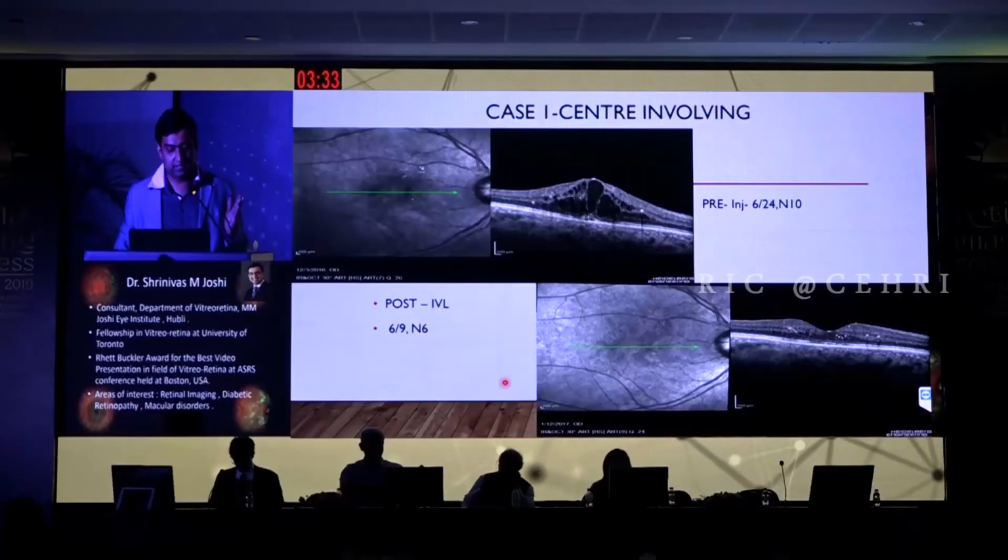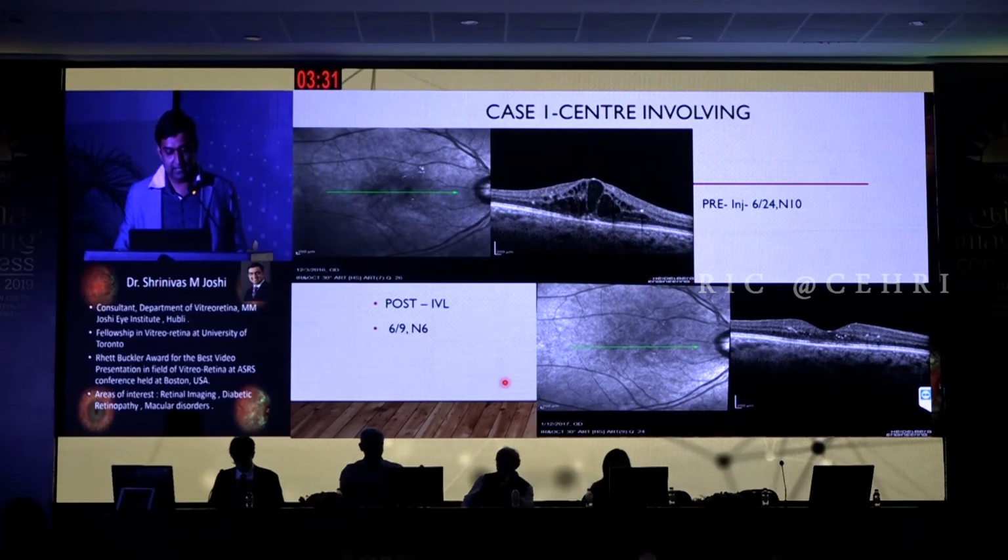Center involving is usually when the cystic spaces are involving the center of the fovea. They do have neurosensory detachment sometimes, and the central subfield thickness is more than 305 microns in women and more than 320 microns in men as established on the Spectralis OCT. Retinal thickening more than 3000 microns from the center of the macula but not involving the center of the macula is what is described as non-center involving. So let's look at some examples.